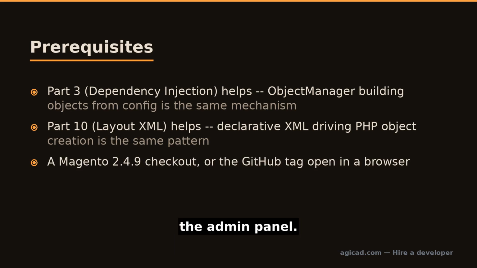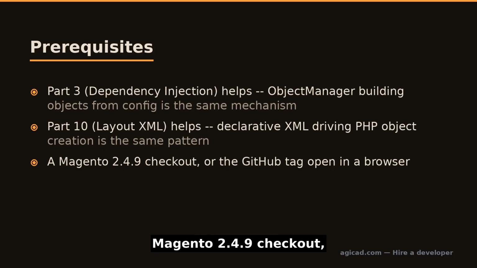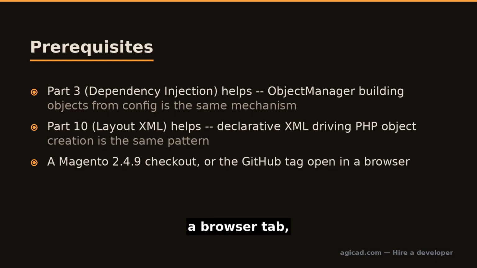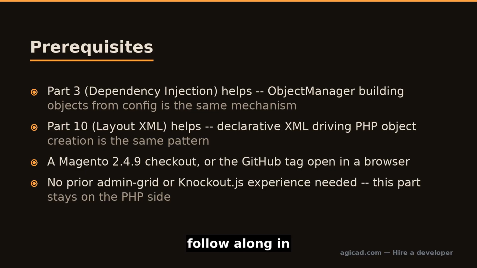Either a real Magento 2.4.9 checkout, or the GitHub tag open in a browser tab, so you can follow along in the real files. No prior admin grid or knockout.js experience is needed. This part stays entirely on the PHP side of the UI component system.